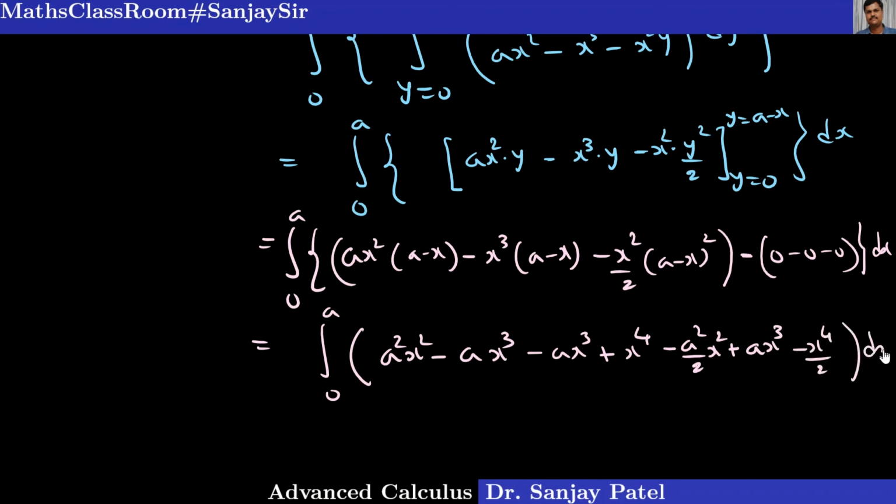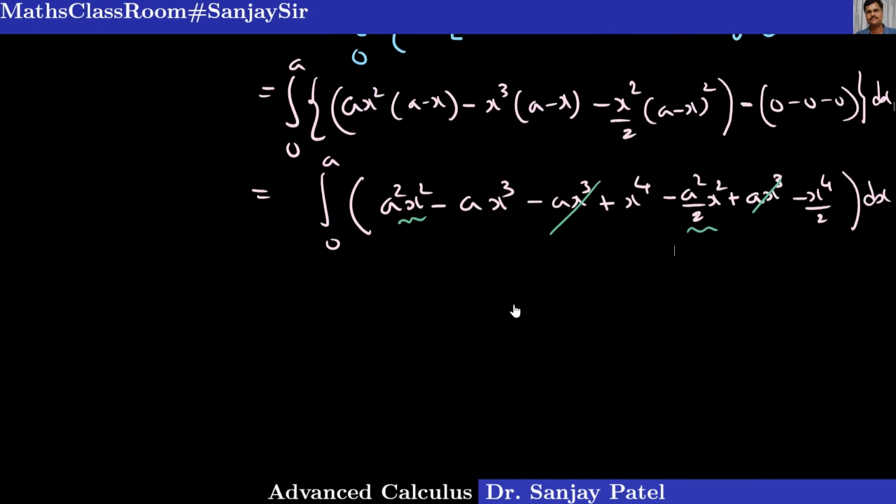And this is to be integrated with respect to x. Note that these two will be cancelled. This a x cube and this a x cube will be cancelled. Is there anything else? a square x square, and minus a square x square by 2. Yes, I can simplify further and write it as this and this. This is a square x square. This is 1 by 2 times a square x square.